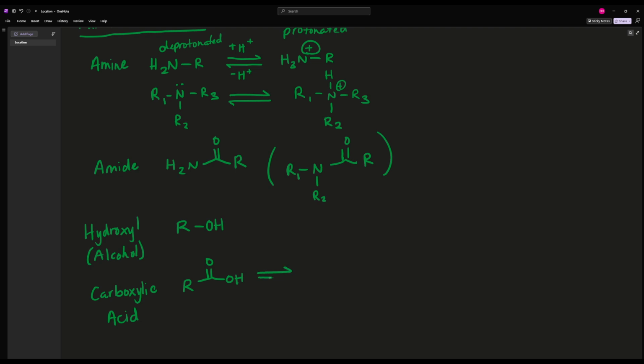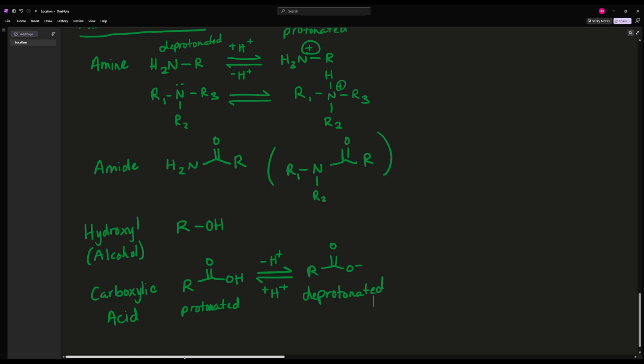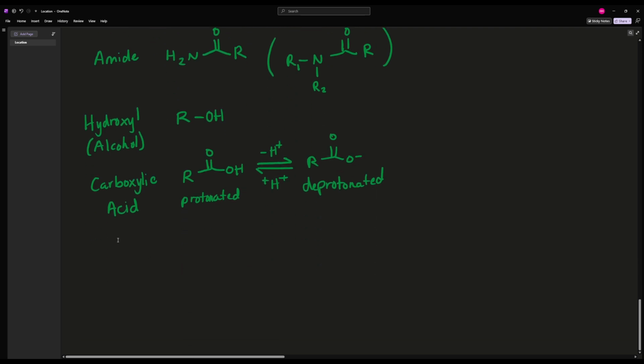Just like the amines, these have the ability to gain and lose protons. Here's our protonated form. It has the proton. And here's our deprotonated form. It lacks the proton. All right, the last one is a derivative of the carboxylic acids, and this is the esters. Here, instead of it being an OH, it is an O attached to another group, a non-H.